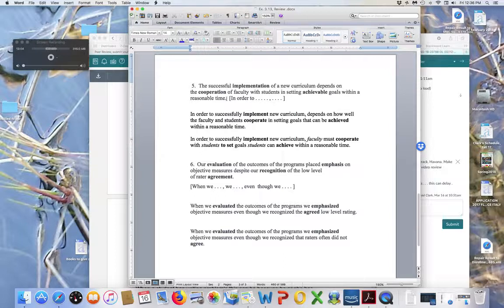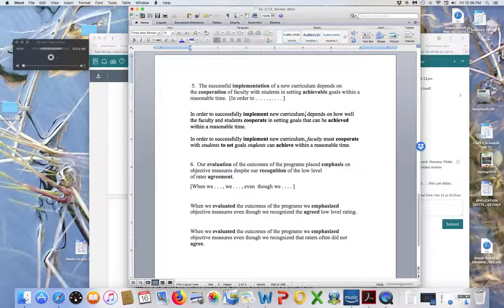See, the depends works if we don't use in order to. I guess here's the thing. You either use in order to or you use depends, but you don't use both of them. So since I decided to use in order to, I'm going to throw out the depends, and now I'll just start with this. Faculty must cooperate with students. So I create a relationship with a strong verb, faculty and students. And then to set, instead of in setting, it seems like to set works better, since to set goals.